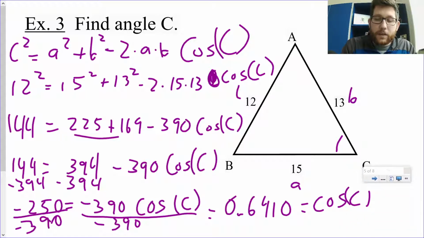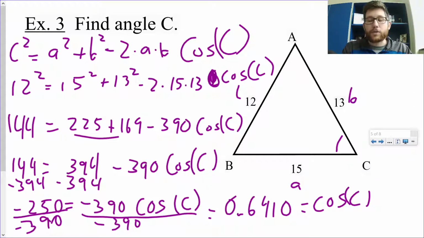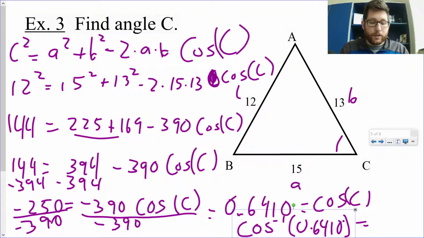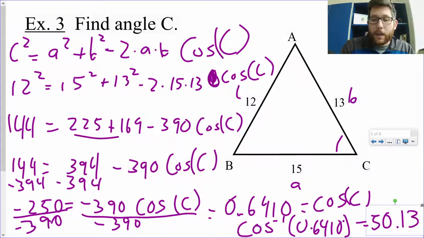All right, we're running out of space here. Last step. Whenever I'm trying to solve for an angle, I need to take the inverse cosine or the inverse sine. Same thing here. So I'm going to take cosine inverse of 0.6410, or if you can just get the exact value, that's great too. So cosine inverse, we end up with 50.13, or we'll just go 50.1 degrees.